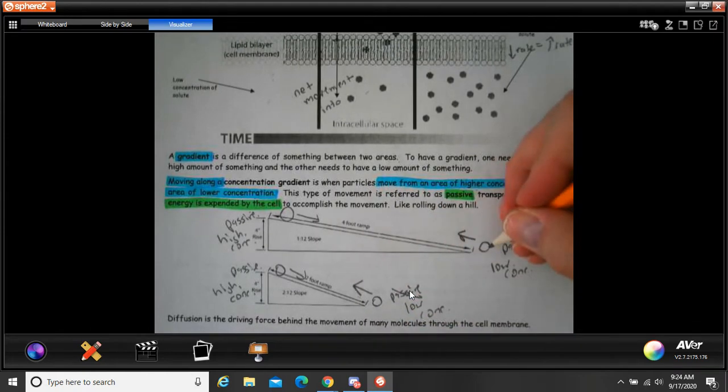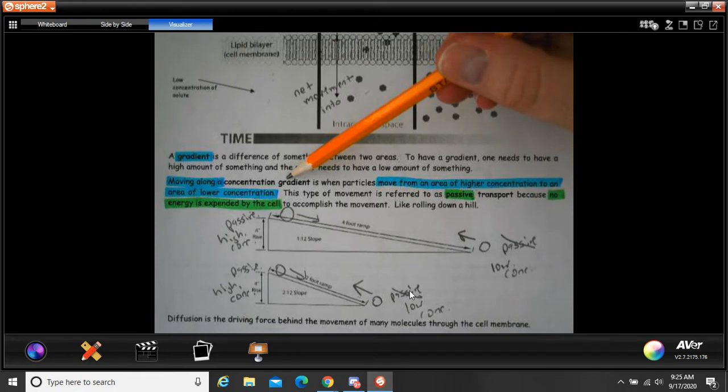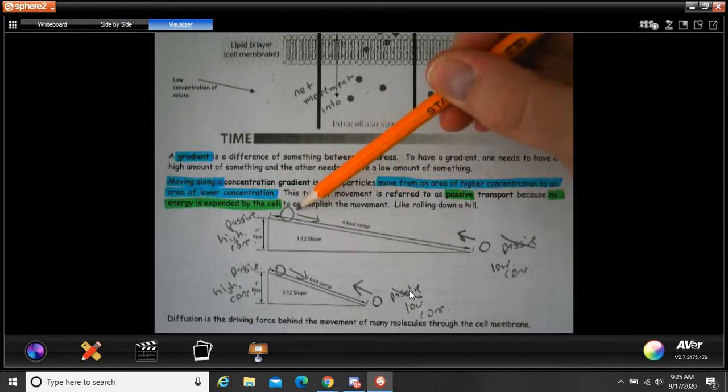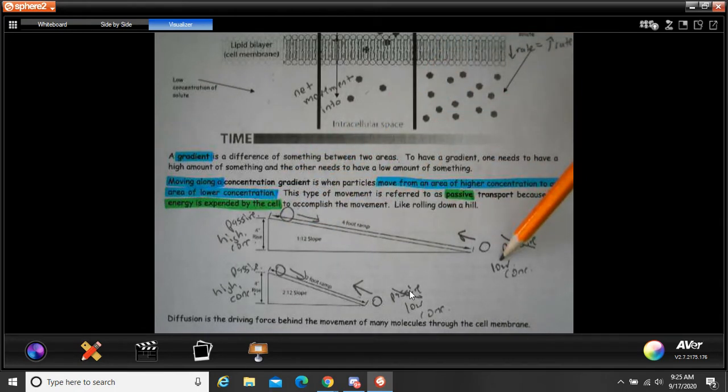In order to move my particle from a low concentration to a high concentration, it's not going to be passive. I'm going to have to spend energy to do that. Okay? And that's something you cover in grade 11 and 12. But for now, we will just talk about diffusion, moving along its gradient, going from areas of high concentration to areas of low concentration, with our analogy here, going down a ramp.